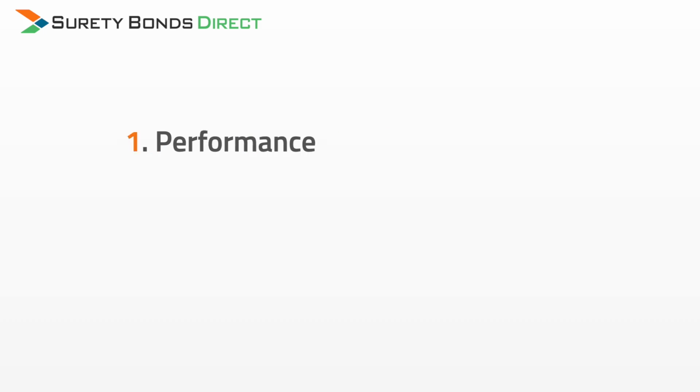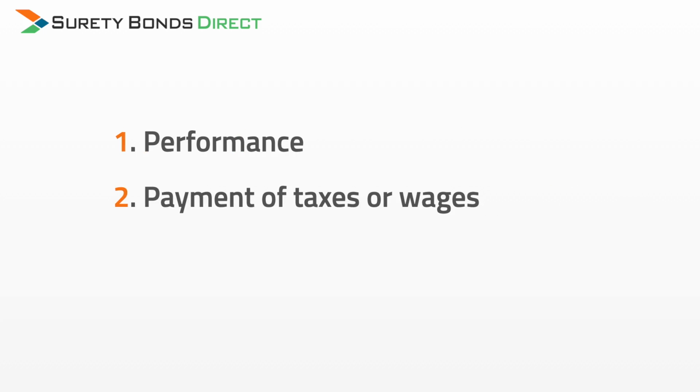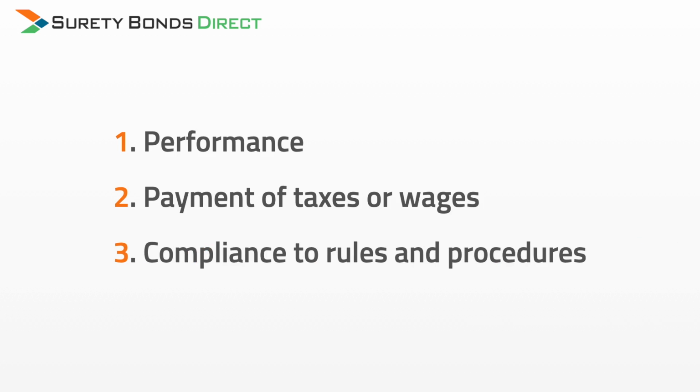What is a surety bond? It sounds scary, but it's not. A surety bond is purchased by a company or individual as proof of financial responsibility guaranteeing performance, payment of taxes or wages, or compliance to rules and procedures. Similar to insurance, but different in one key way, the beneficiary.